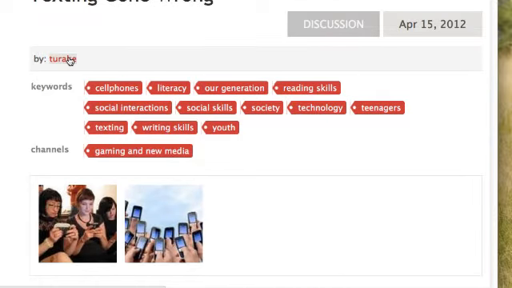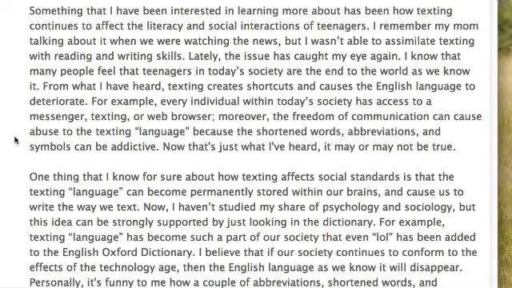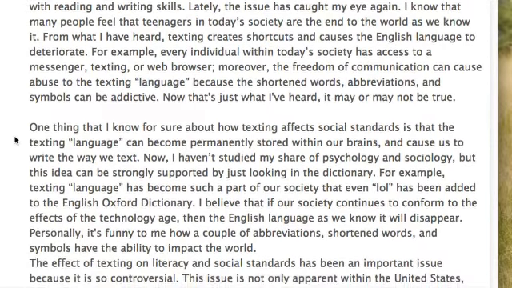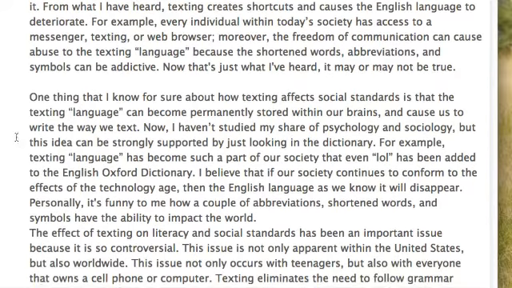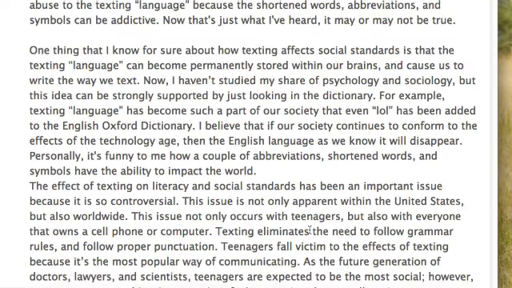So it seems to indicate that they are a user on this website and not kind of a paid staff writer. Then maybe not so much. You want to be really careful about that kind of thing. Now here's something I noticed when I read it the first time. "Now, I haven't studied my share of psychology and sociology, but this idea can be strongly supported by just looking in the dictionary. For example, texting language has become such a part of our society that even LOL has been added to the English Oxford Dictionary." That strikes me as being a little off, like they're not really an expert.